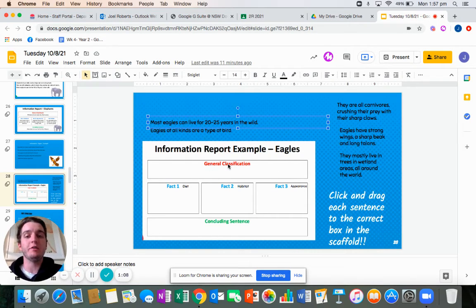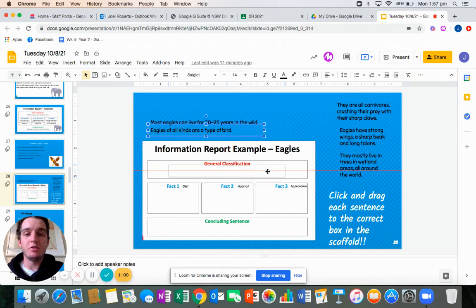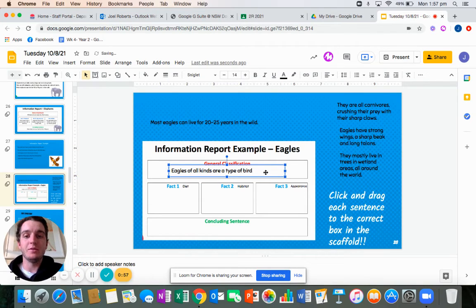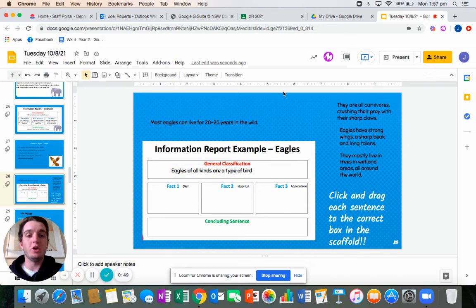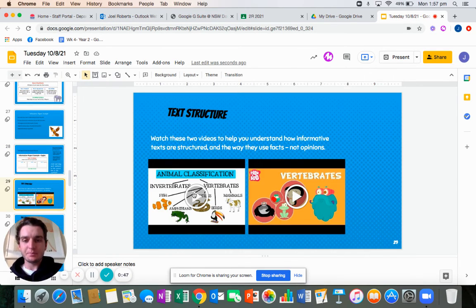Okay, so click and drag. I'll show you how to do the first one. General classification. We can have a look at these and see, eagles of all kinds are a type of bird. So I'm going to click and then drag that there. And you see how that's there now. Okay? I might leave that one there for everyone just so it's a little bit easier to understand. So you can do the rest.